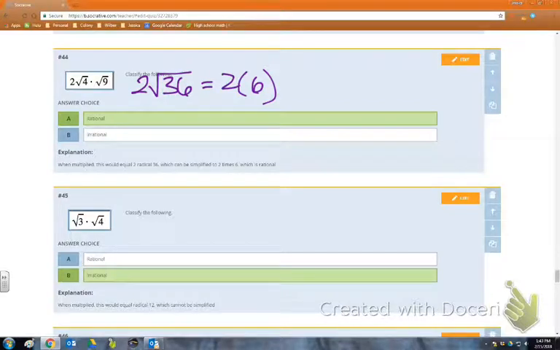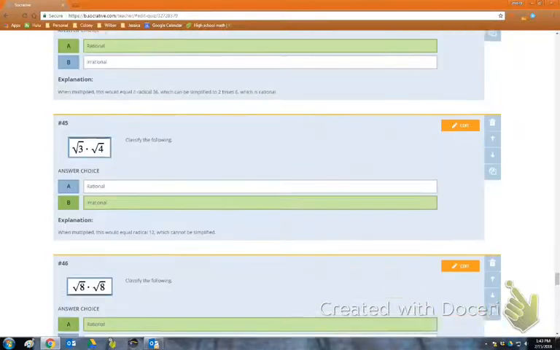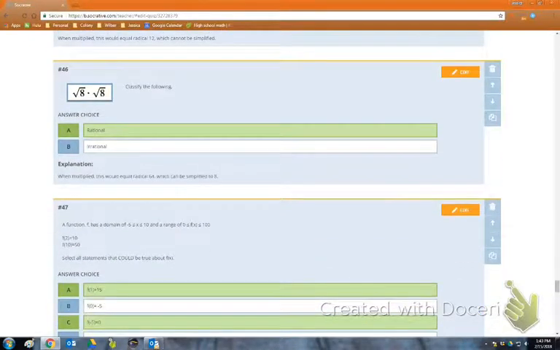For 45, if I multiply 3 and 4, I get the square root of 12, but I cannot simplify the square root of 12, so therefore that is irrational. For 46, I have the square root of 8 times the square root of 8, which is the square root of 64, which can be simplified to 8, therefore rational.